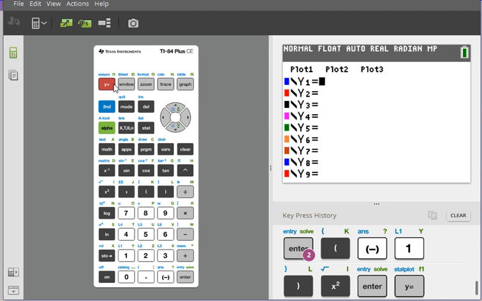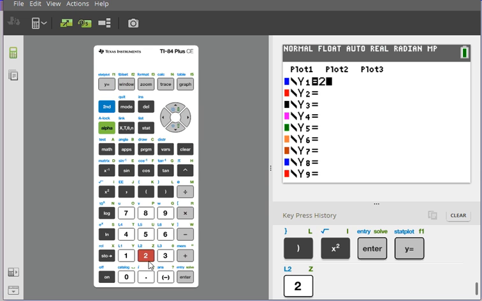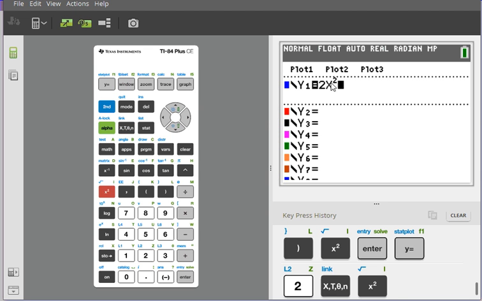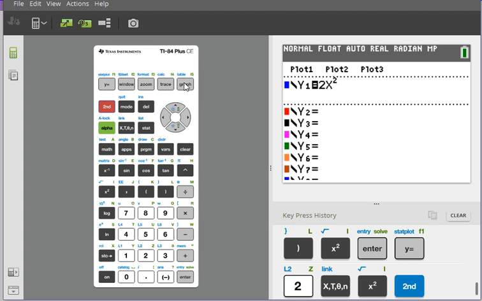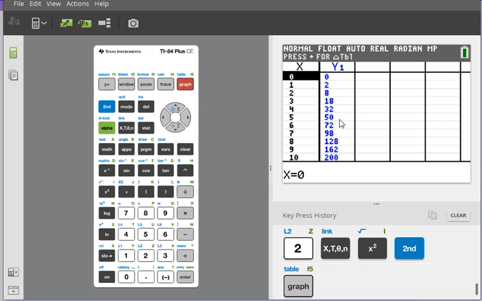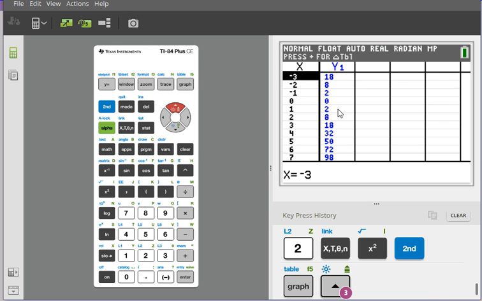So you type y equals, now we're going to type the equation in 2, and then this x button squared. There's the equation. Now I can actually get the table by hitting the table button that's in blue in the top right. So I hit second, and it looks like I'm hitting graph, but I'm hitting table, and it will give me the table. I can scroll up and down, and there's the table of points that I had just a second ago.